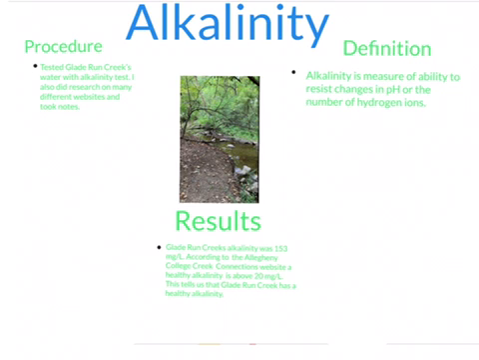Results. For my results, Glade Run Creek alkalinity was 153 milligrams per liter, and according to the Allegheny College Creek Connections website, a healthy alkalinity is above 20 milligrams per liter. This tells us that Glade Run Creek has a healthy alkalinity. Another fact about alkalinity is water with a low alkalinity has a higher chance of being affected by increased acid.